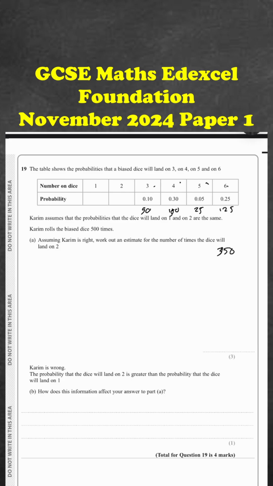5, and 6. It's been rolled 500 times, which means 150 times it's going to have landed on 1 or 2. We are assuming 1 and 2 is the same at the moment. Therefore, 150 over 2 is going to be 75 times it's going to land on 2 as an estimate.